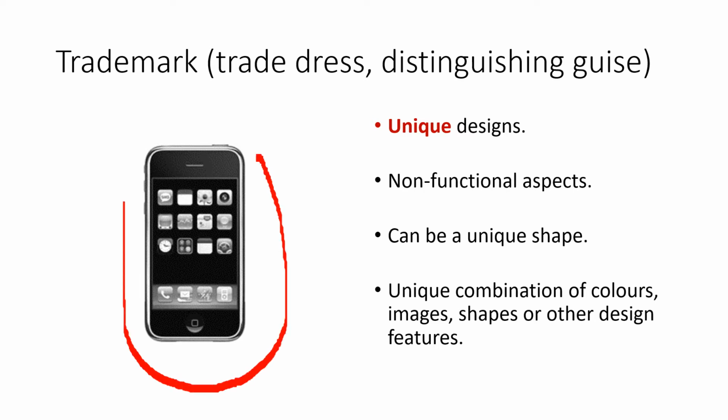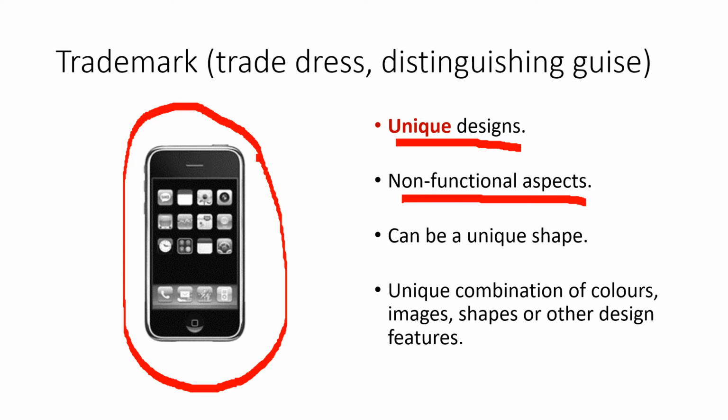Apple got a registered trademark for the three-dimensional look and feel of their iPhone, including the icons and the colors and the arrangement. Only the unique designs can be protected in this way, and again, only the non-functional aspects of the design can be protected. As for the sort of things that would be capable of being trademarked, it could be a unique shape, but it could also be a combination of colors, images, shapes, maybe even textures. All of these things taken together can be the subject of trademark protection.